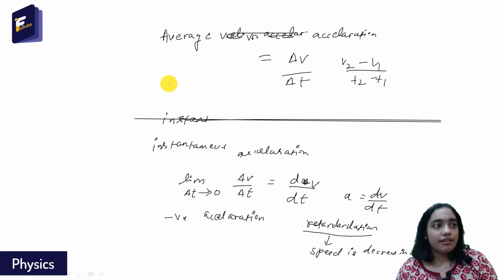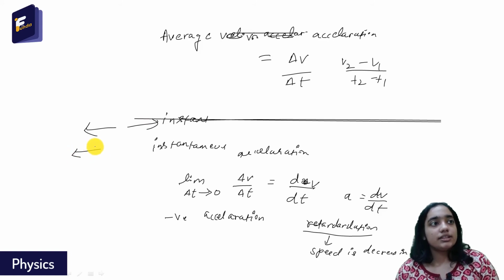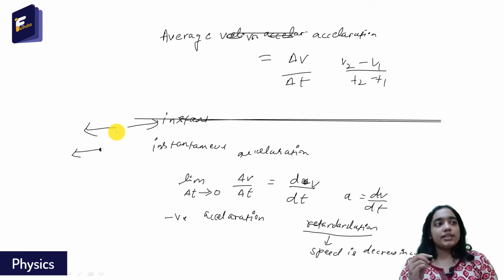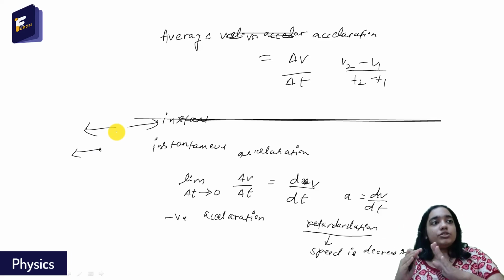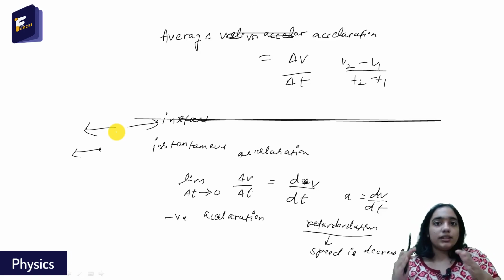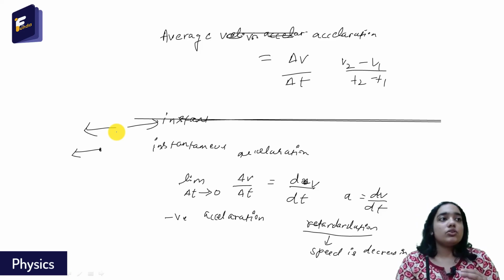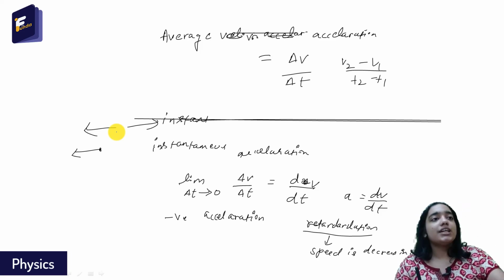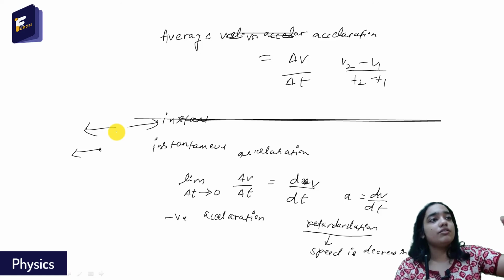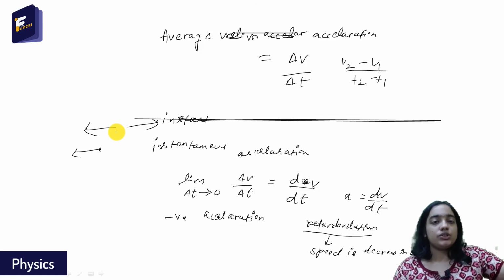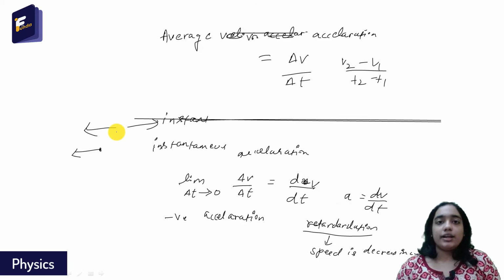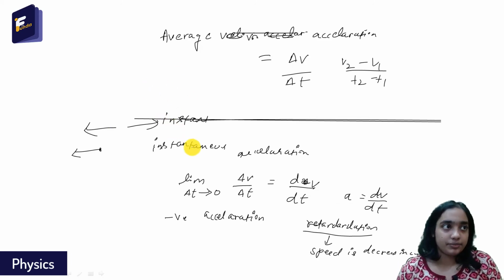So if the left side is the negative direction and the right side is the positive direction, that means that the acceleration is in this direction. You can imagine acceleration as a force that is changing the velocity. It may be increasing the velocity or it may be decreasing the velocity. So negative acceleration means the acceleration is in the direction we have chosen as negative. So if the left is the negative direction, then acceleration is towards the left. Okay.